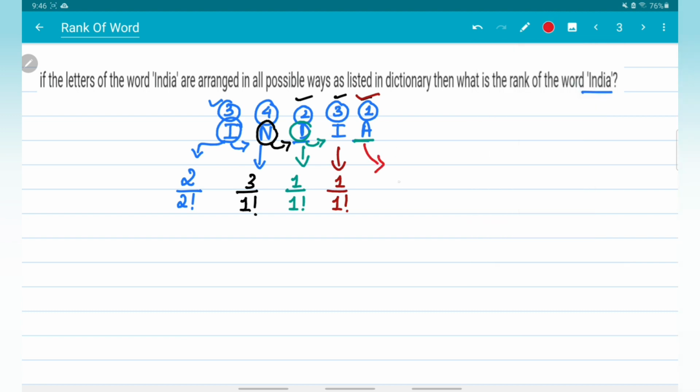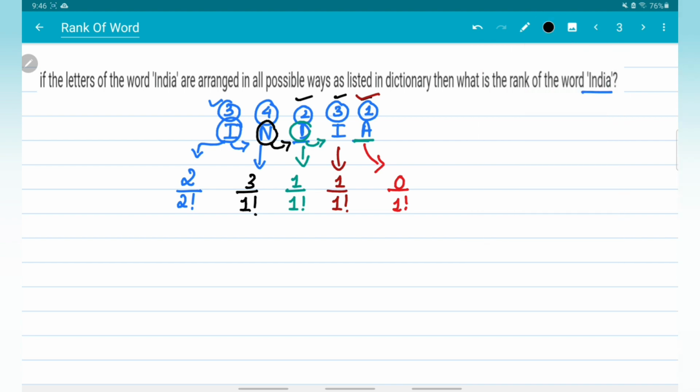Now if I check for this A, it has got nothing on the right side, so the last number always gets 0 only. So there's nothing on the right side of A, so I'm going to write 0. That is, no number which is less than 1 on the right side of A, because there's nothing on the right side of A. Now divided by, there's no repetition also, so 1 factorial. This is nothing but 0 only.